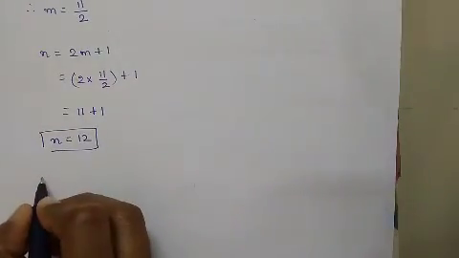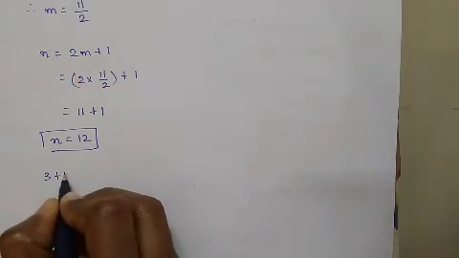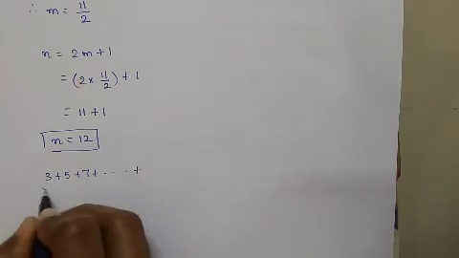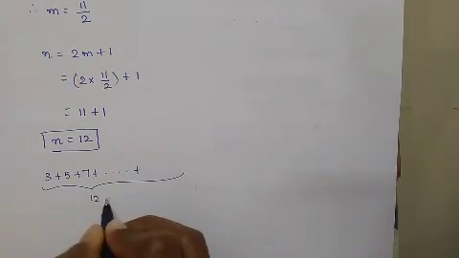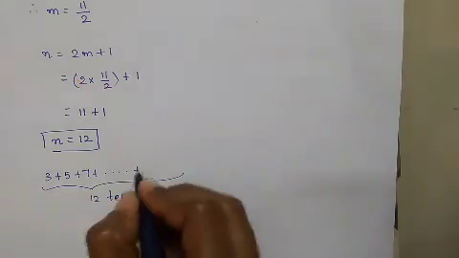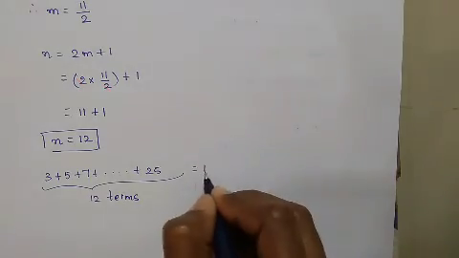You can verify this solution by taking the sum starting from 3, 5, 7 and so on. Totally 12 terms. The last term is going to be 25. If you sum this up, you are going to get 168.